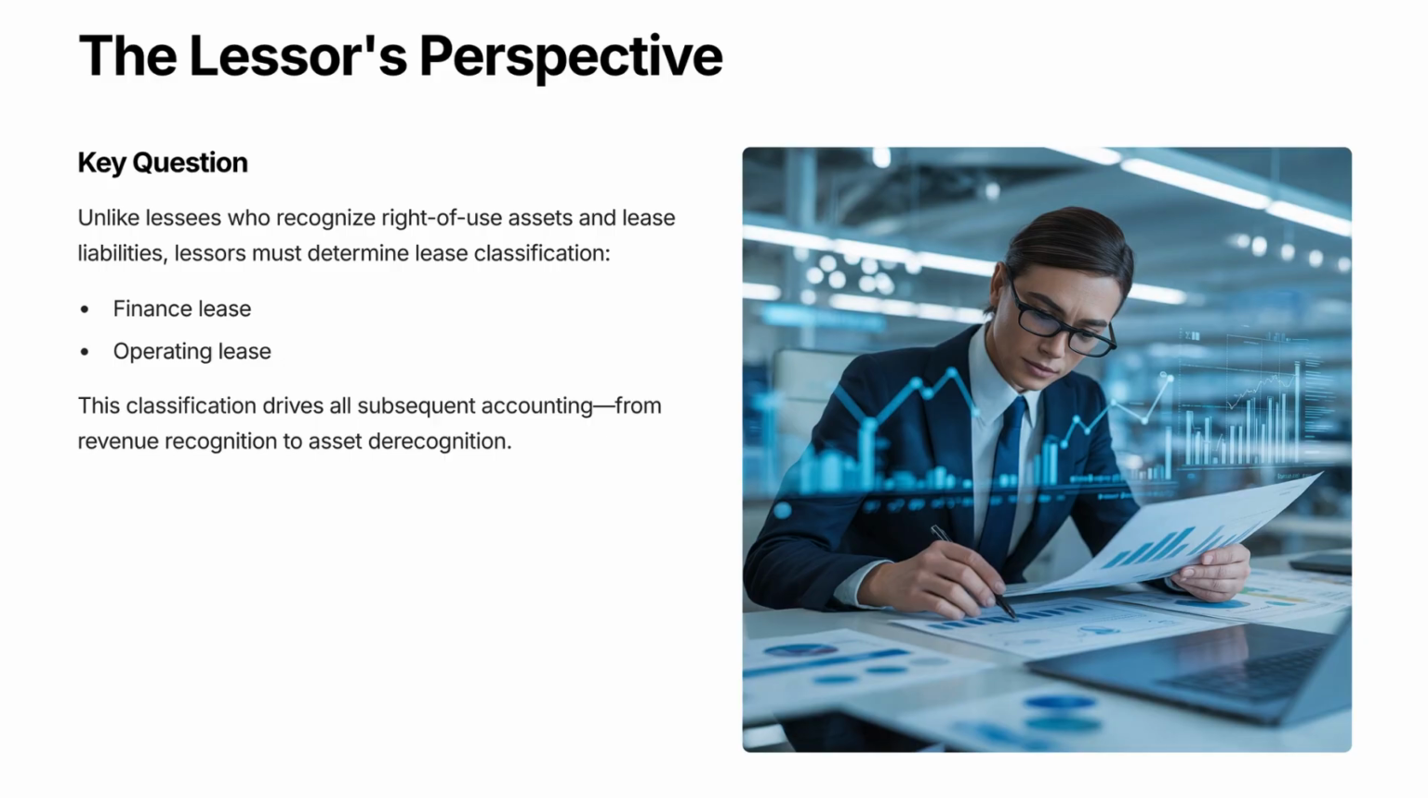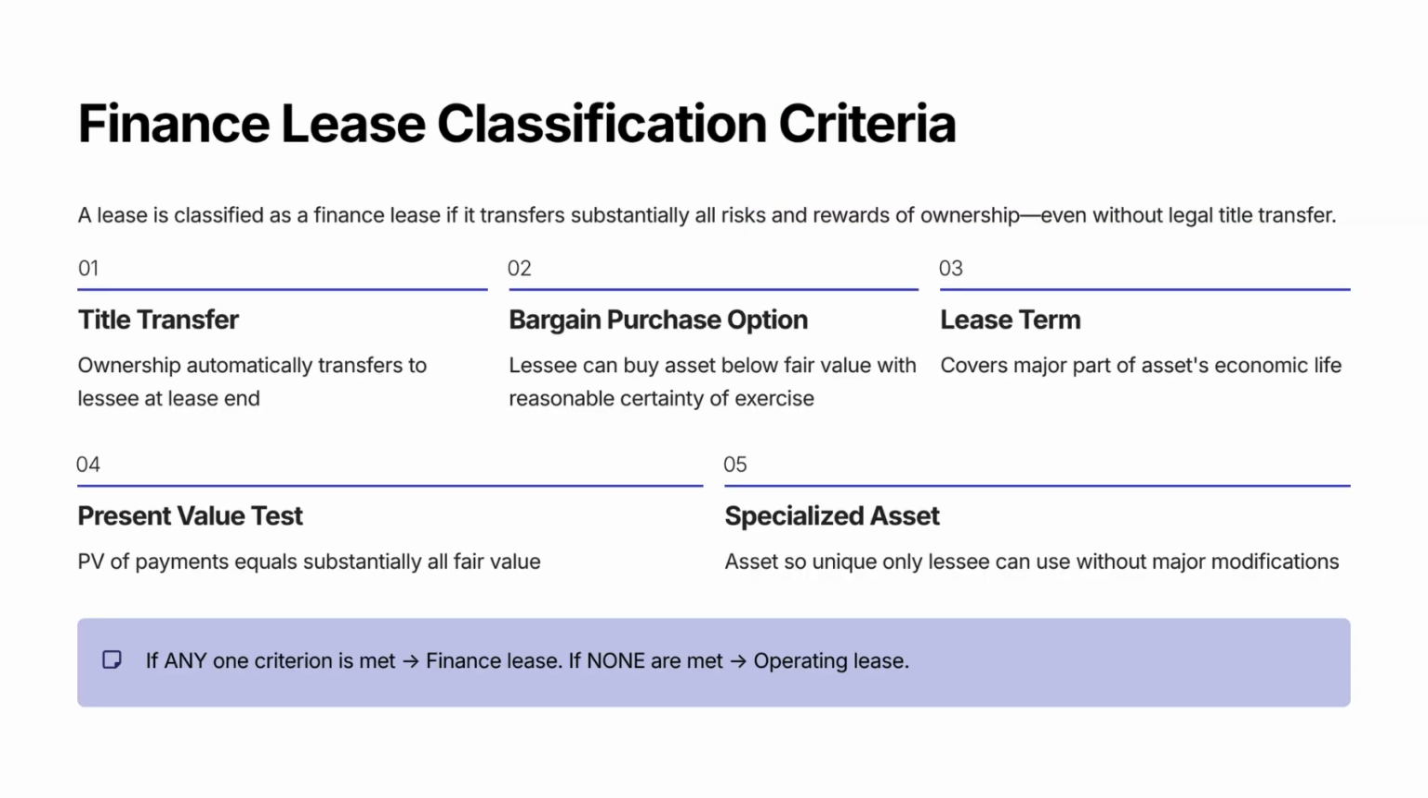Let's start with how to classify the lease under IFRS. A lease is classified as a finance lease if it transfers substantially all the risks and rewards of ownership to the lessee, even if legal title doesn't pass. There are 5 main classification criteria. 1. Title transfer. If ownership automatically transfers to the lessee at the end of the lease, it's a finance lease. 2. Bargain purchase option, BPO. If the lessee can buy the asset at a price below fair value and it's reasonably certain they'll exercise that option, again, it's a finance lease.